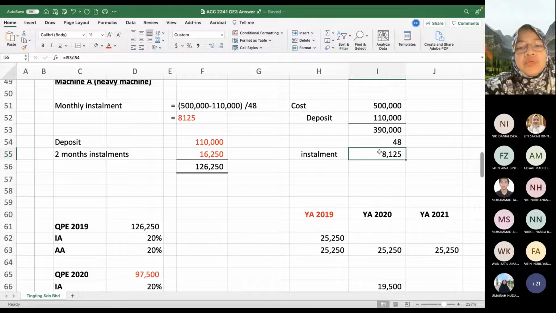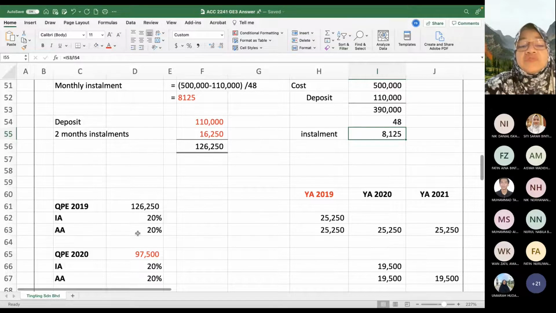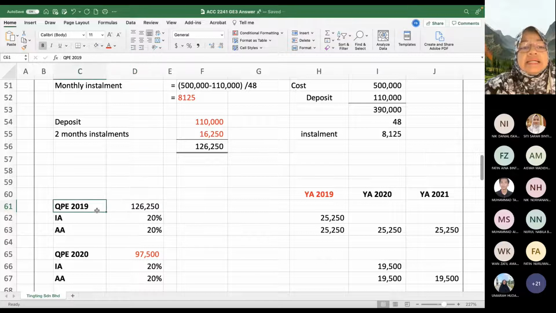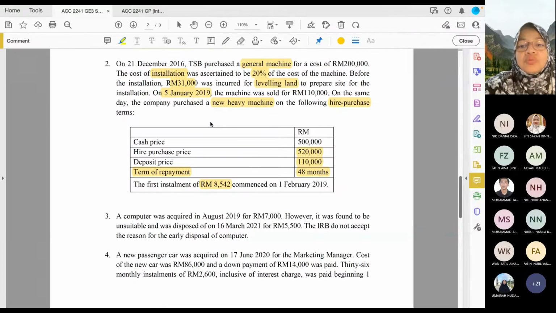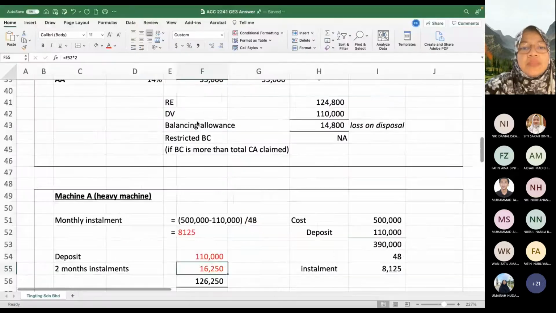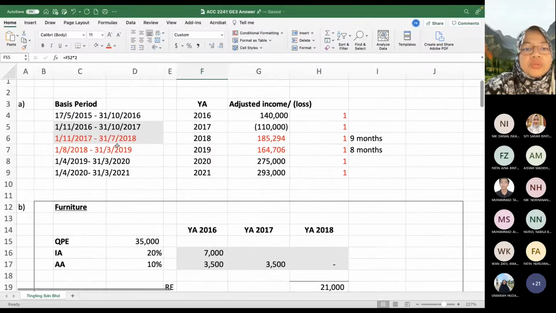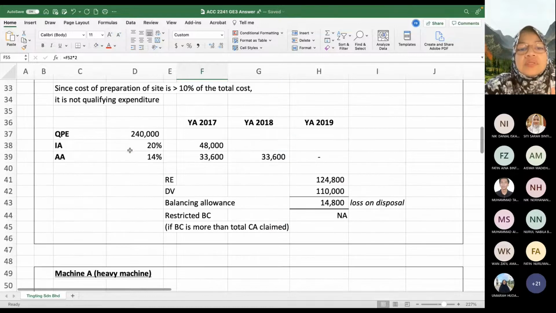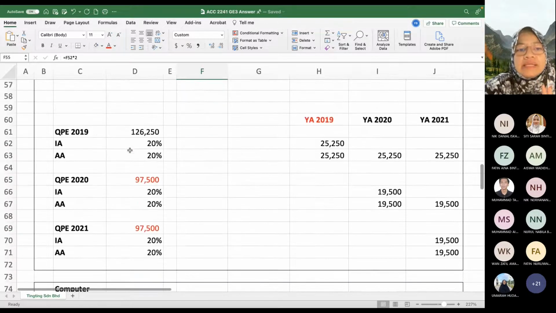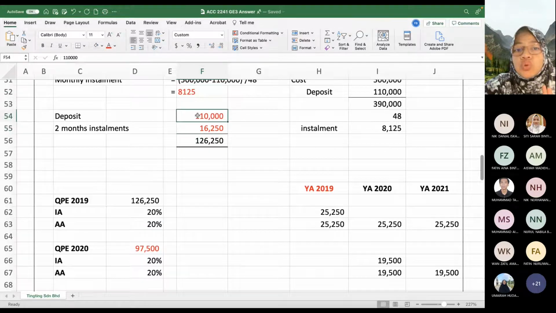From the installment payment, you have to compute your qualifying expenditure for the first year. And remember that for 2019, not only do you pay a deposit, you also pay installments. But the installment starts in February 2019. Your year end is 31st of March, so that is February and March. So there are only 2 months in 2019, so the installment payment is only for 2 months. And then you also have your deposit. For that, 126,250 would be your QPE for 2019.